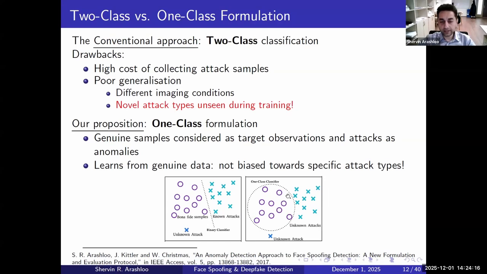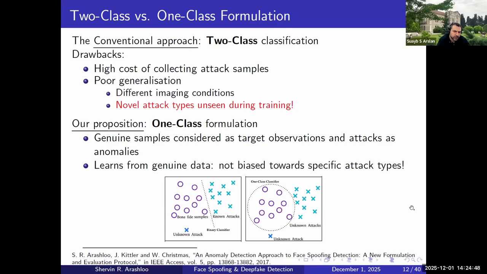One-class classification only learns from genuine samples, so it is relatively more robust against both previously seen and unseen samples. Our contribution, this idea, has been largely cited and followed in the literature, because we have shown that one-class learning is more robust against novel attack types.